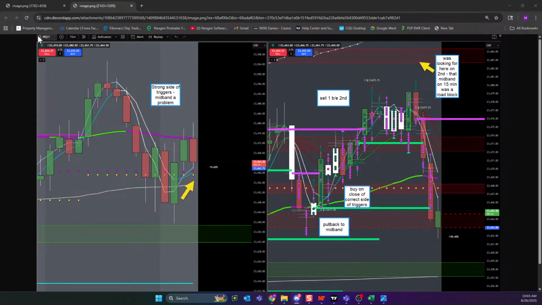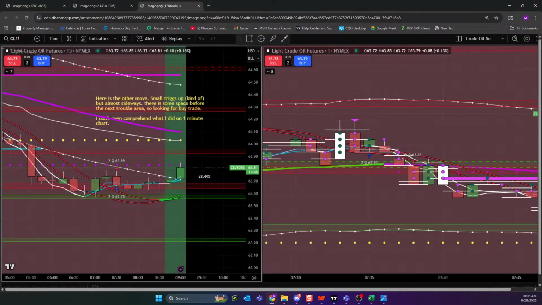So nice looking trade, Jen. Great entry. Good management. You gave the second one a chance. It just didn't go. And that happens sometimes.